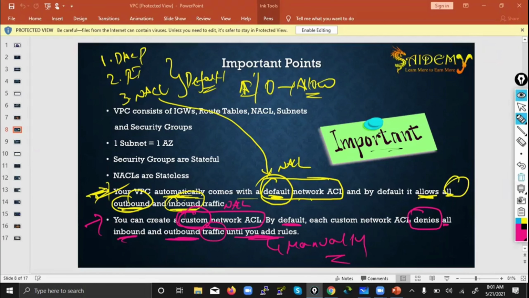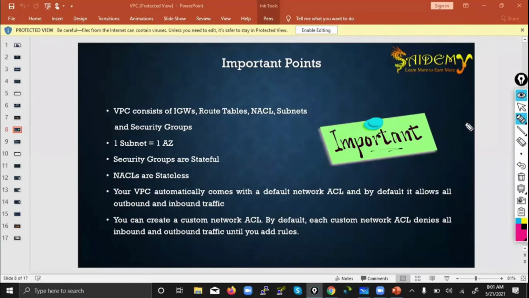So any doubt in this first slide? Anyone? Any theoretical doubt or any technical doubt in all these points which we discussed? Because this theory is important, because in interviews they will be testing your theoretical knowledge on VPC.